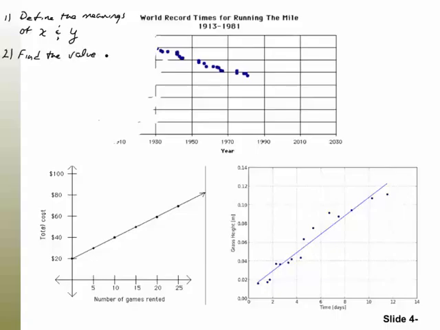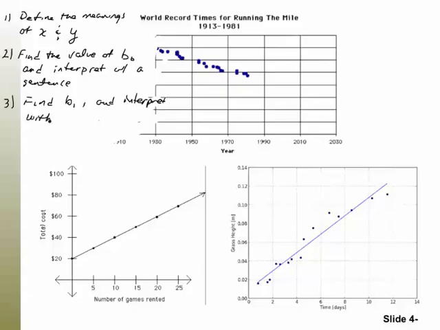Find the value of B naught, and interpret with a sentence. Find B1, and interpret with a sentence. Write the equation of the line.